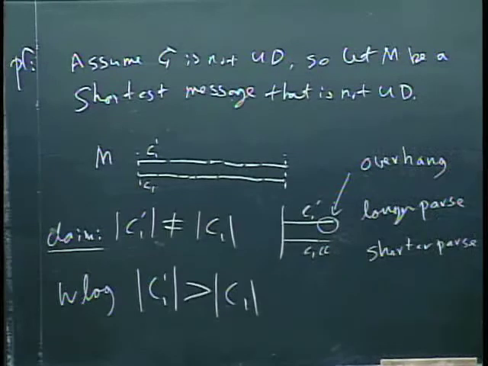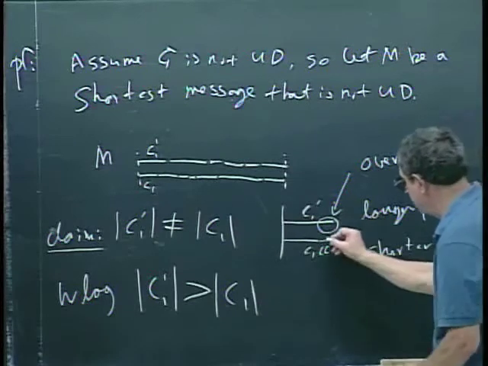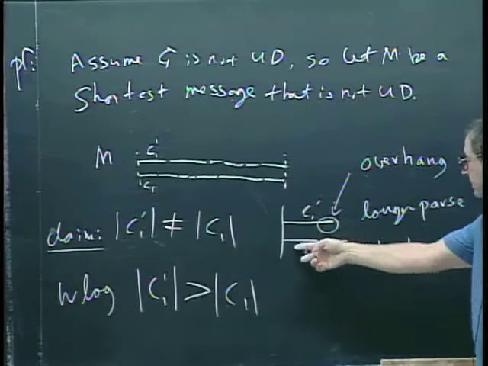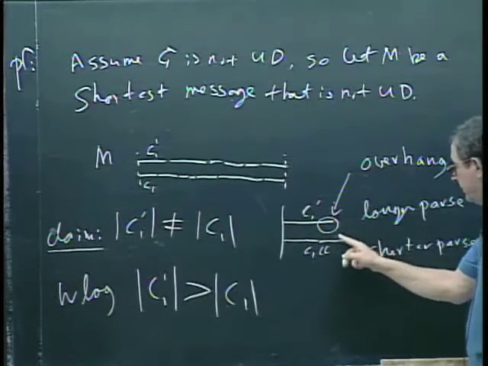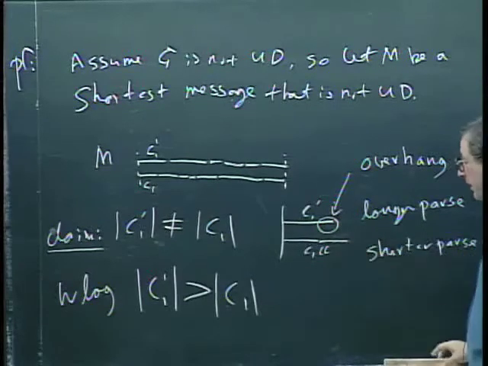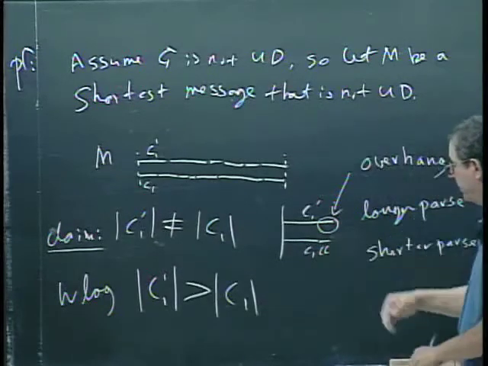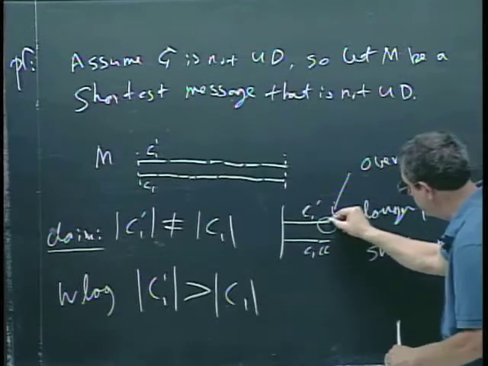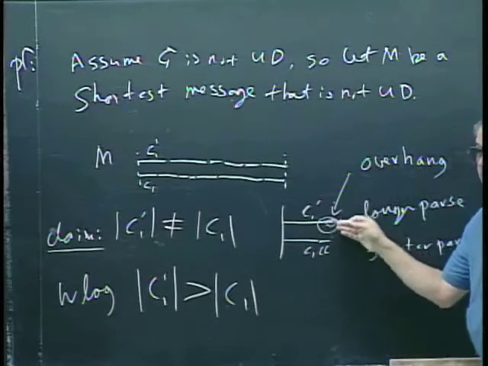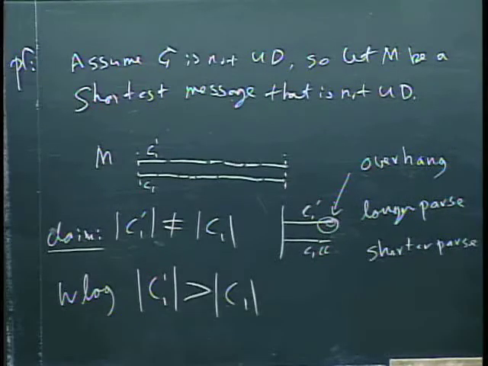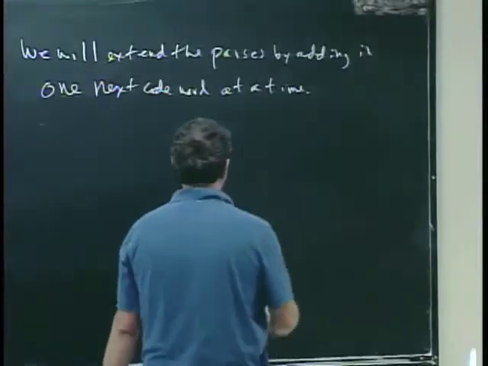But what happens in either case, the overhang changes. If CC is long and makes this the new longer parse, then this is the new overhang. And if we add in something that's short, then this is the new overhang. It's a suffix of the previous overhang, right? So this is the game plan. We're going to extend the parses by adding in one next code word at a time.